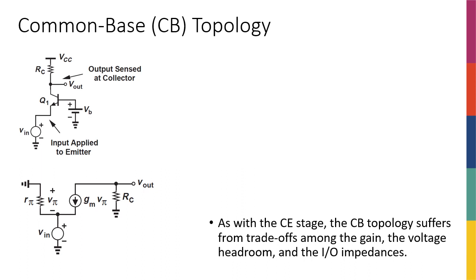So here is a common base gain stage topology. As the naming suggests, because it says common base, the base terminal is the only terminal that is not connected to input or output. So you can see that the input is connected to the emitter, and the output is taken from the collector side.